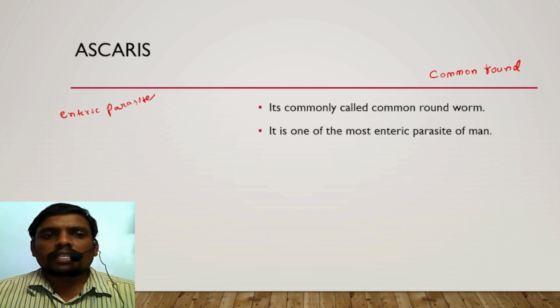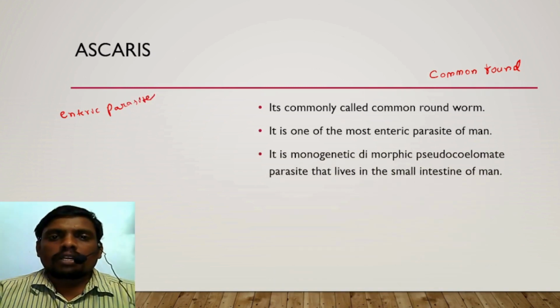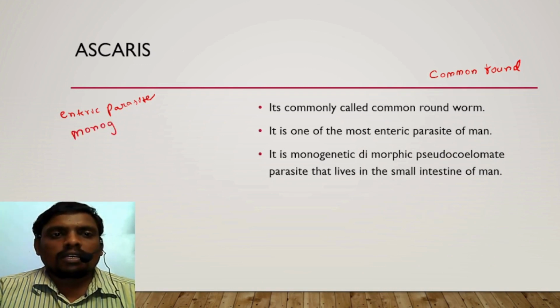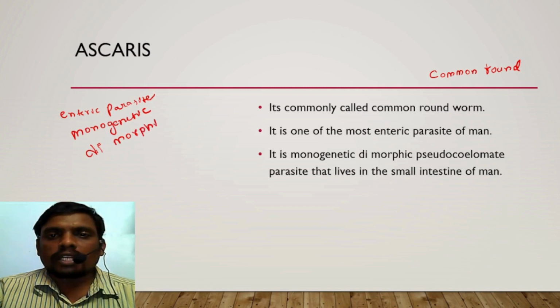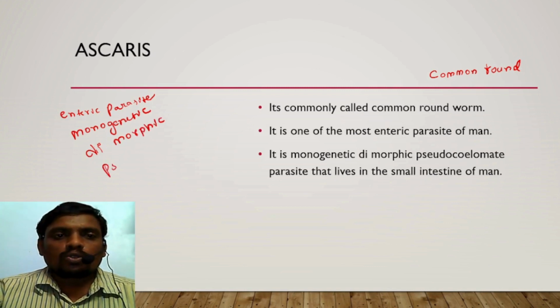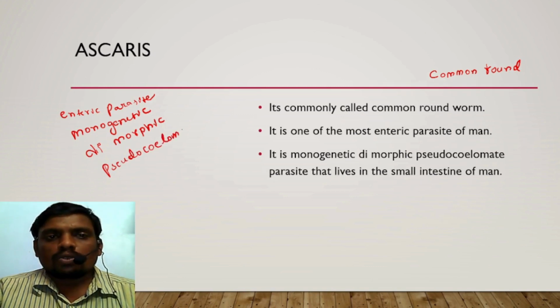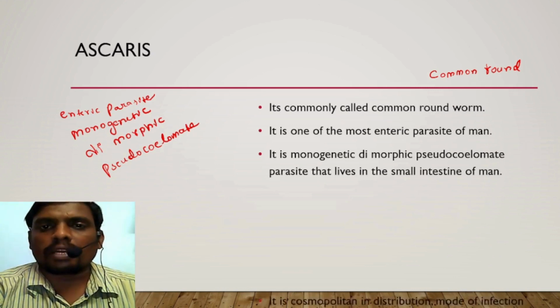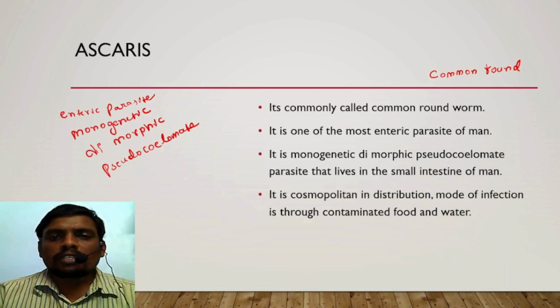It commonly lives in the intestine of man. It is a monogenetic parasite, and a dimorphic parasite, a pseudocoelomate parasite that lives in the small intestine of man. It is cosmopolitan in distribution.